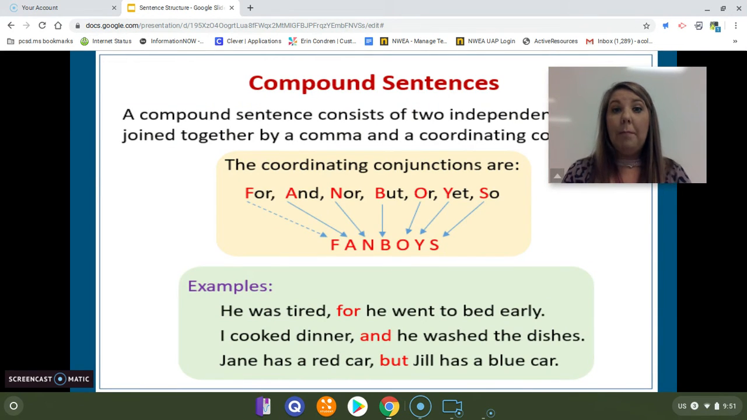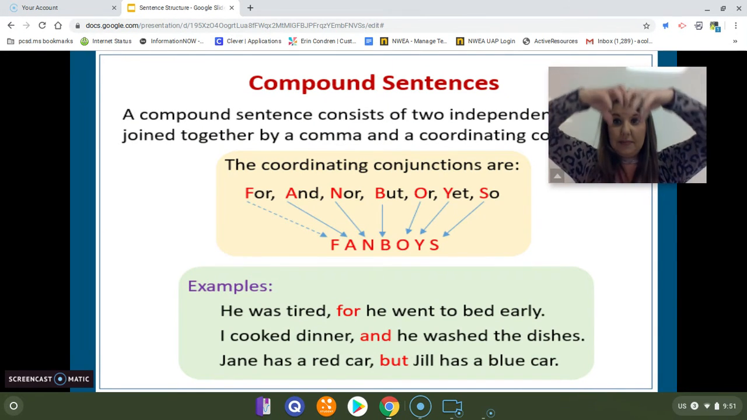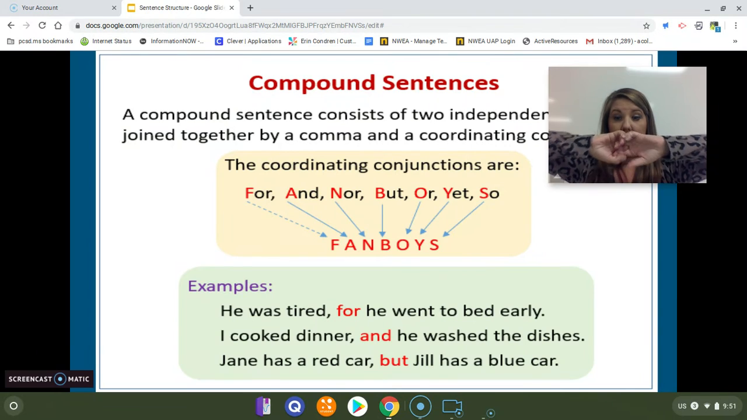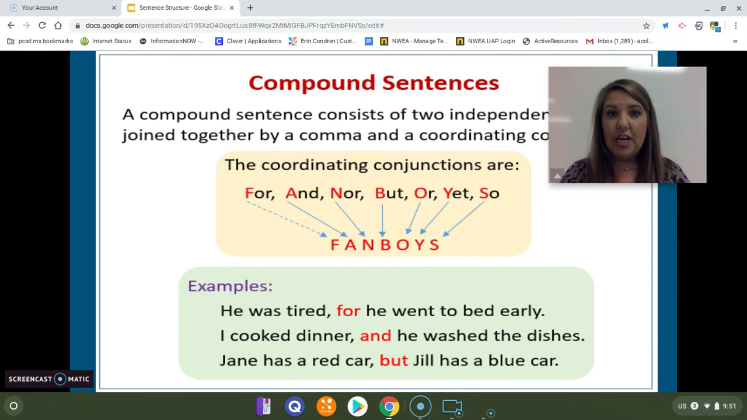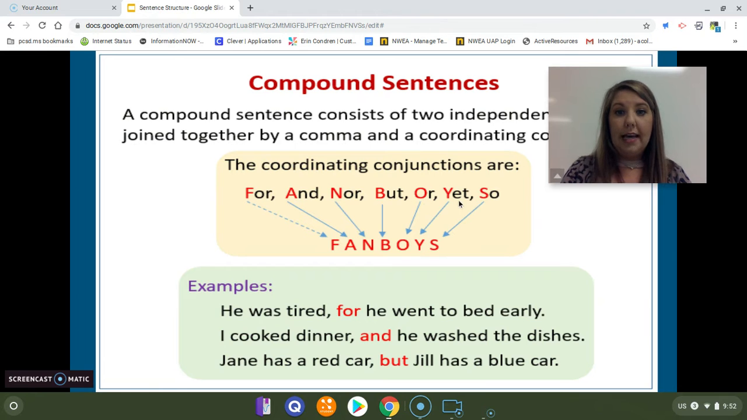Then we move on to compound sentences. A compound sentence consists of two independent clauses. So two clauses that can stand alone, and they're going to come together. They're going to merge, okay? In order for them to merge, they have to have something in between them to help them merge. And what that is is a comma and a conjunction that we call a fanboy, a coordinating conjunction. And I know you are familiar with fanboys. For, and, nor, but, or, yet, so.